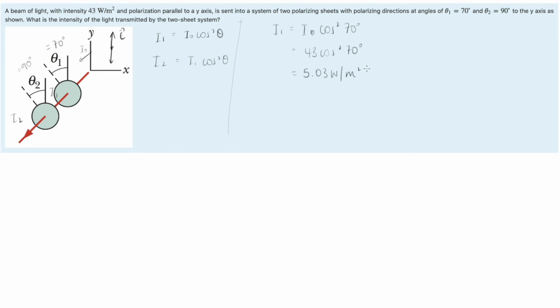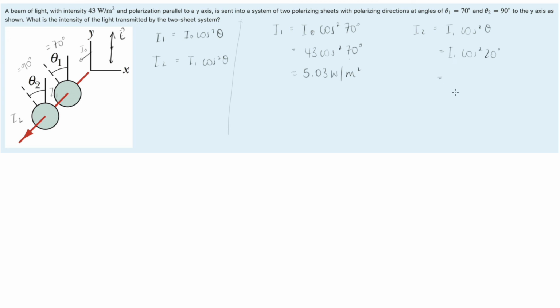Okay, so that's once it's passed through there, and then we need to do the same for I2. Now that's going to equal I1 cos squared theta. Now, this is 90 degrees from the vertical. This was 70 degrees, therefore the difference between them is going to be 20 degrees. So therefore this is I1 cos squared 20 degrees.